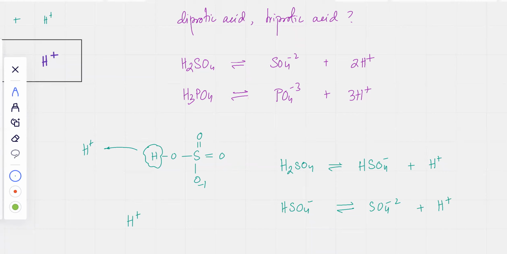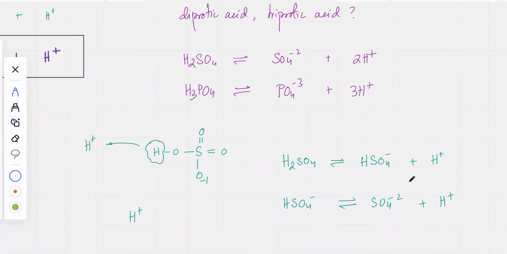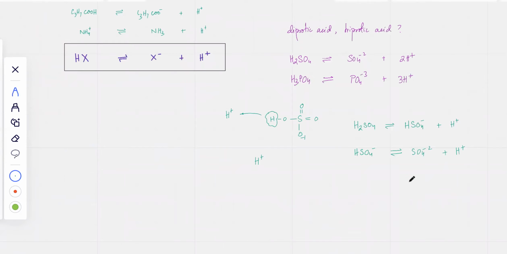So what I'm suggesting is that even if you have a diprotic acid, the dissociation doesn't happen in one go. It happens in two steps. There's going to be one step and then there's going to be another step. So your general equation for acid dissociation, which is this one, fits with both of the steps. I mean, this one exactly matches. I can just copy paste this.